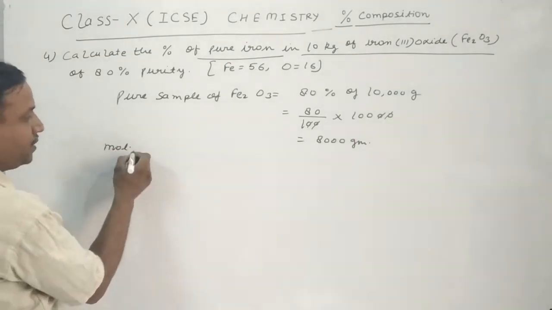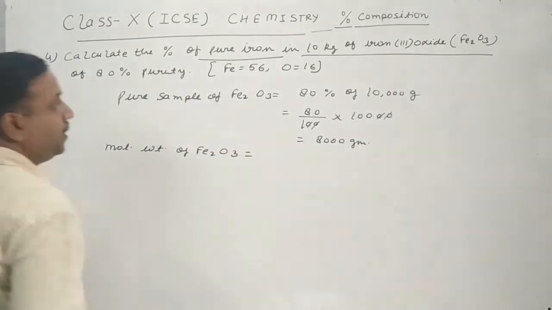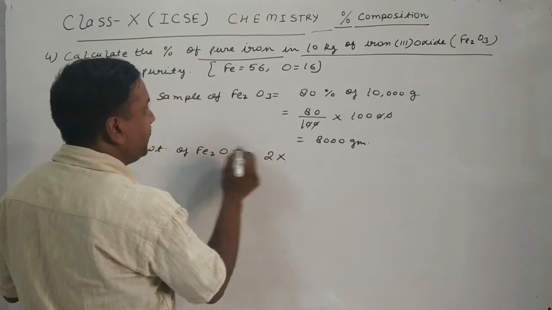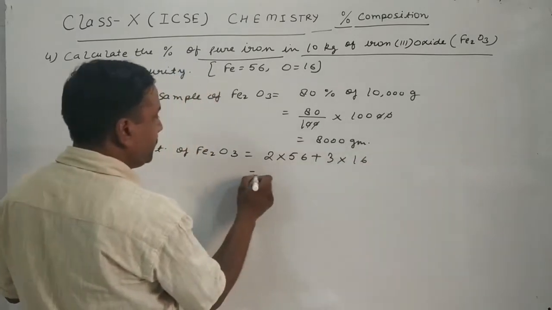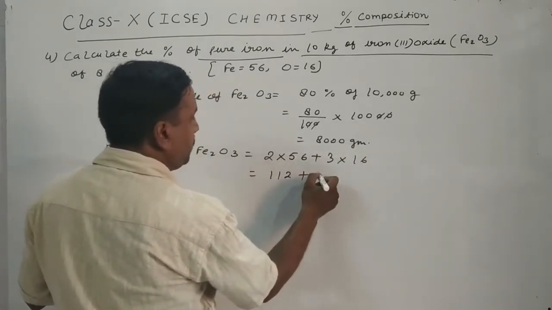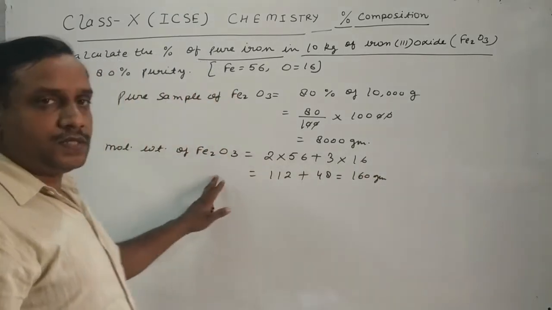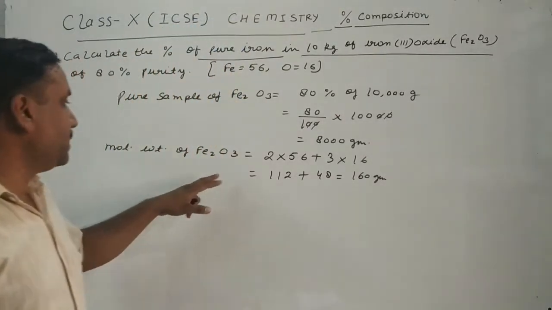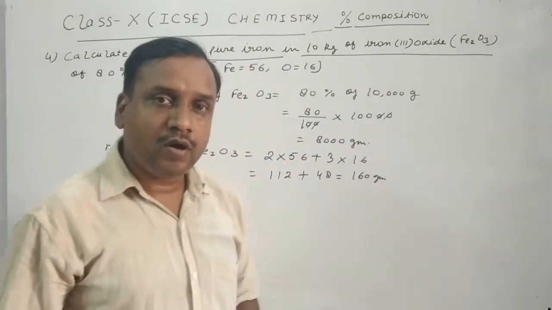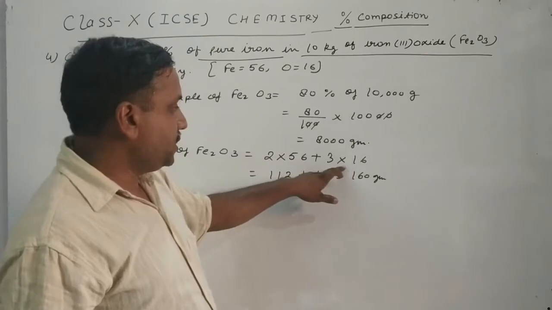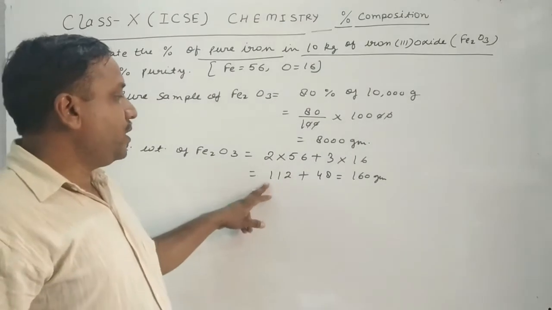First, like previously, you will calculate the molecular weight of Fe2O3. How will you calculate it? 2 multiplied by the atomic weight of iron, which is 56, plus 3 multiplied by 16: 112 plus 48, and you will get 160 gram. So 160 gram is the molecular weight of Fe2O3. In this 160 gram, how much quantity of iron is there? 40 gram is the quantity of oxygen, wait, 48 gram is oxygen, and 112 gram is the quantity of iron.